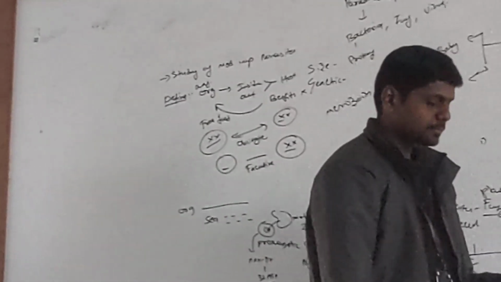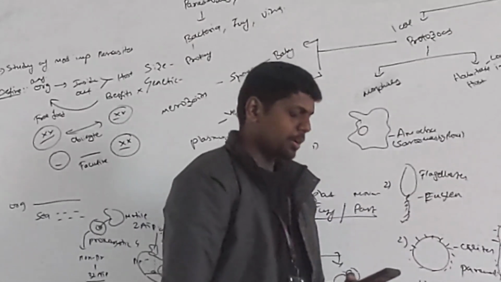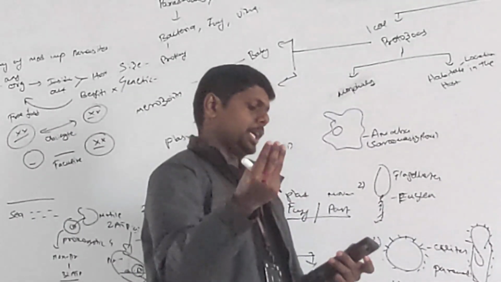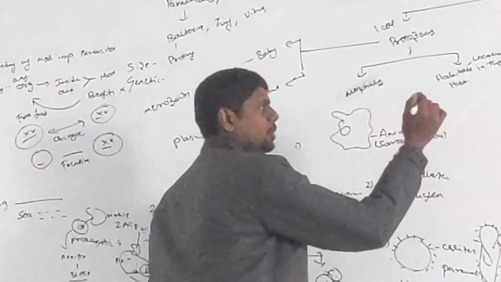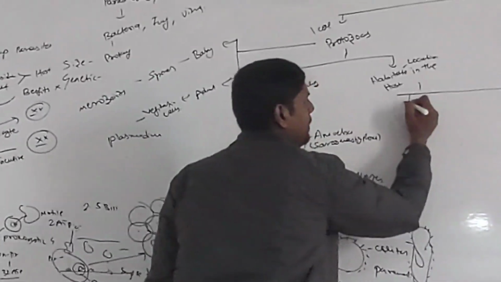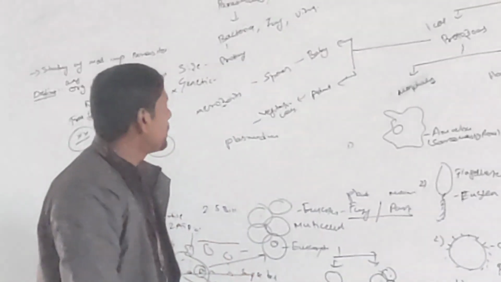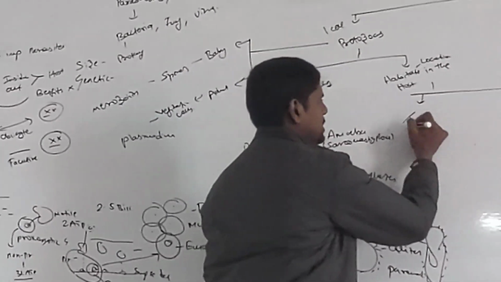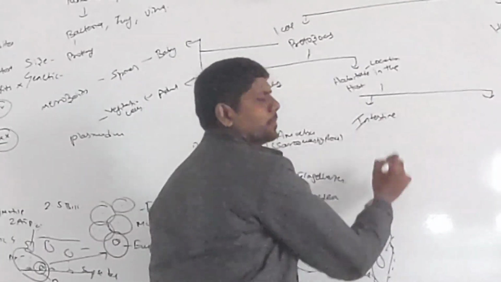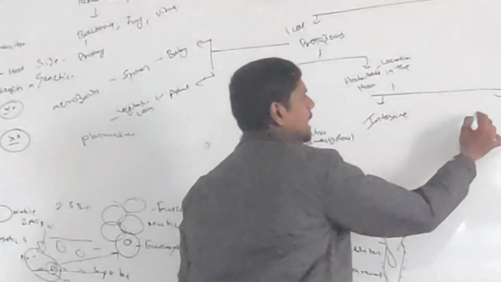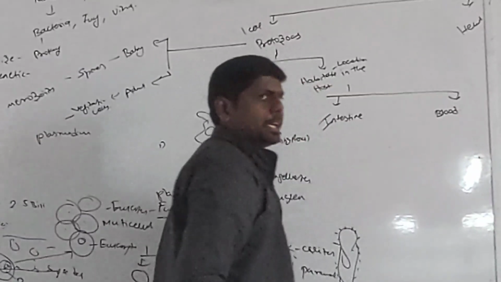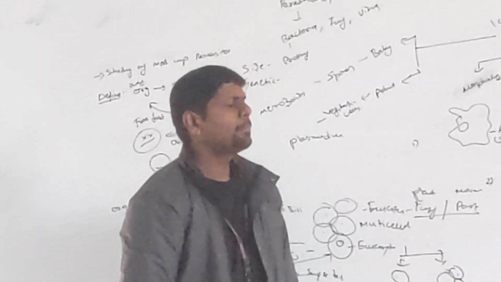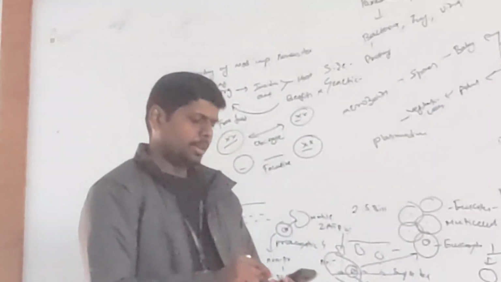Next one. Based on their habitat, these parasites are broadly divided into two types. Very important classification. Please write it down. You won't always get this opportunity. Parasites that reside in the intestine, and parasites that reside in the blood circulation. Okay? Now listen.